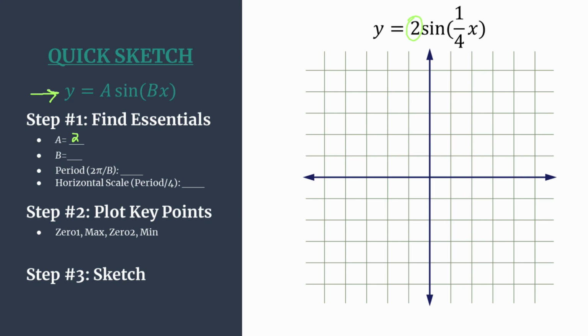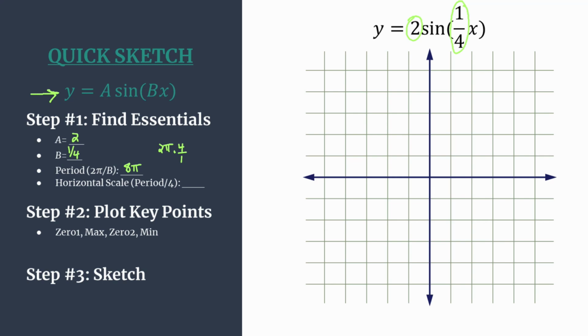All right, b is the coefficient in front of x. Our b is 1/4. And we'll use that to find the period. So for any sine graph, period is 2 pi divided by b. All right, that'll get you the length of one horizontal cycle. Since we're dividing by a fraction, let's multiply by the reciprocal. And we find that our period for this graph is going to be 8 pi.